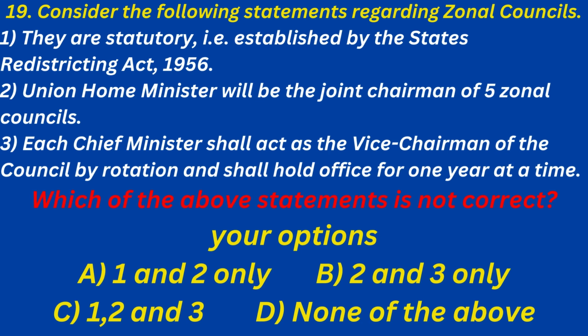19. Consider the following statements regarding zonal councils. 1. They are statutory, i.e. established by the States Redistricting Act, 1956. 2. Union Home Minister will be the joint chairman of 5 zonal councils. 3. Each chief minister shall act as the vice chairman of the council by rotation and shall hold office for 1 year at a time. Which of the above statements is not correct?